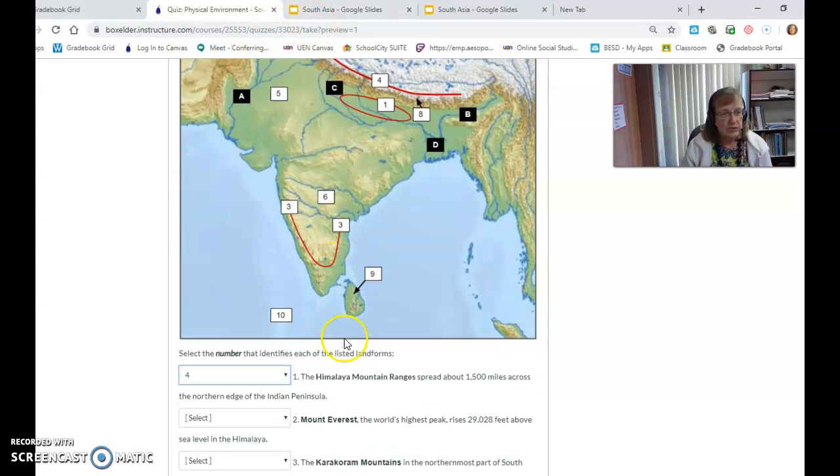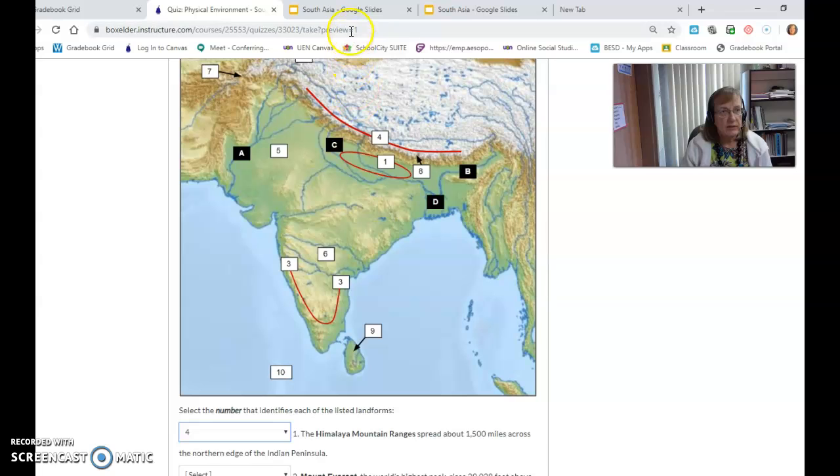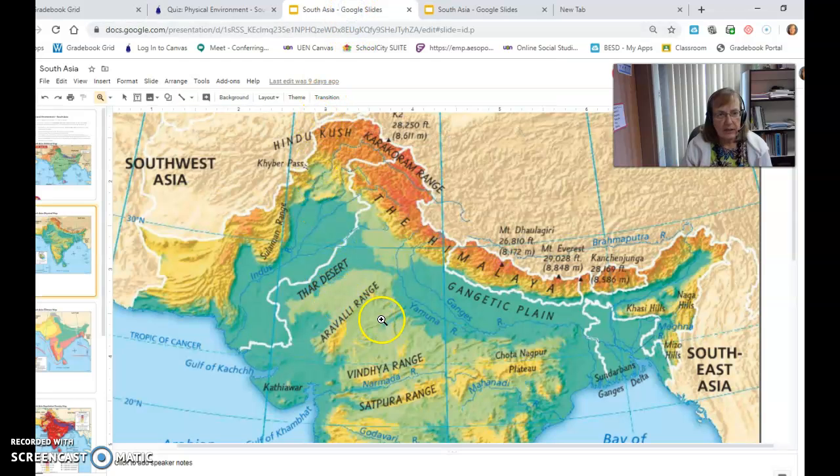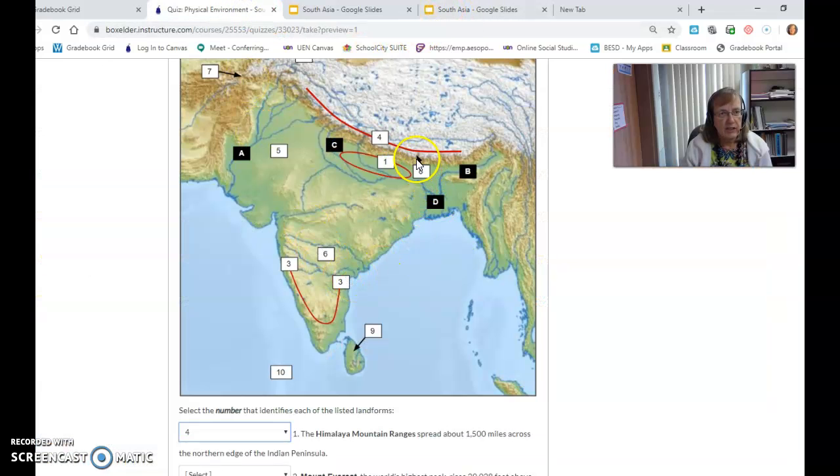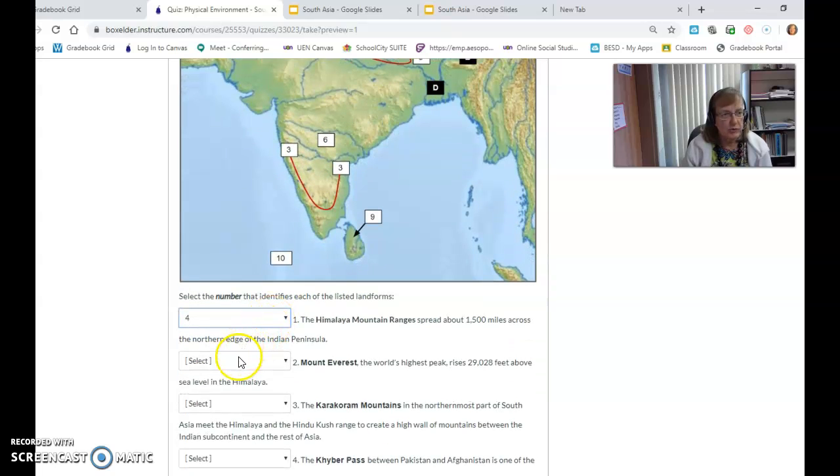Okay, next question is Mount Everest. And if we look over here, I knew from my background knowledge that Mount Everest was part of the Himalayas, but here is the peak right here. That's the highest peak in the world. Let's look for one that points to a specific place there on the quiz, and here we've got 8 pointing to that area of Mount Everest. So number 2 should be 8.